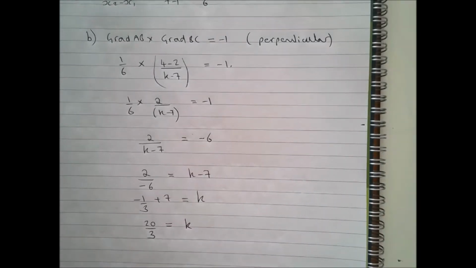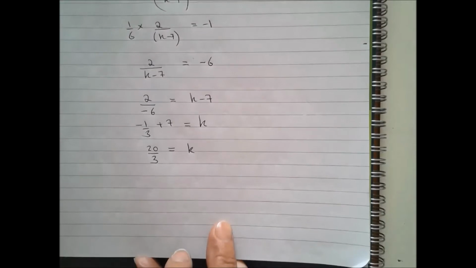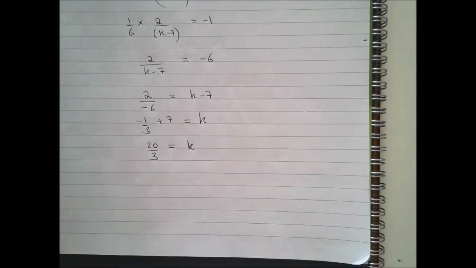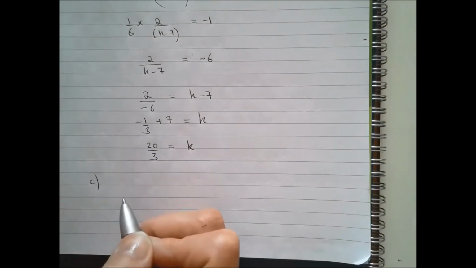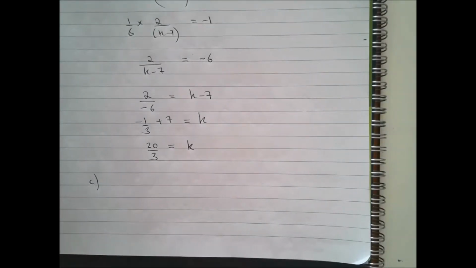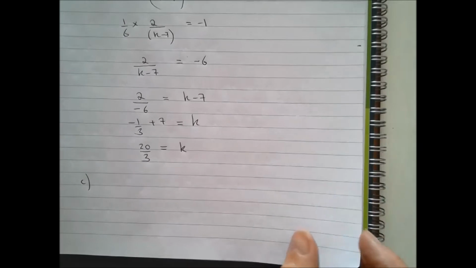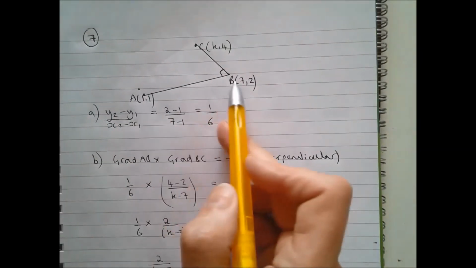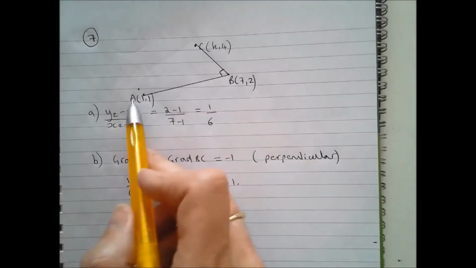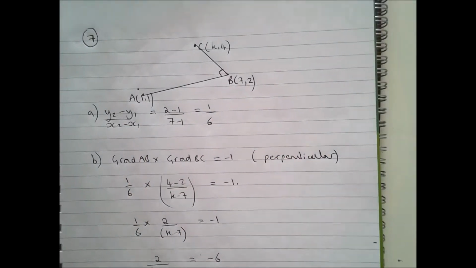And part C says I've got to show that the length of AB can be written in the form root p, where p is an integer to be found. So I'm now going to have a look at that. So part C, the length of AB. If we go back to that triangle situation at the beginning, AB was that line there. And I know that I can get the length of that line using Pythagoras.